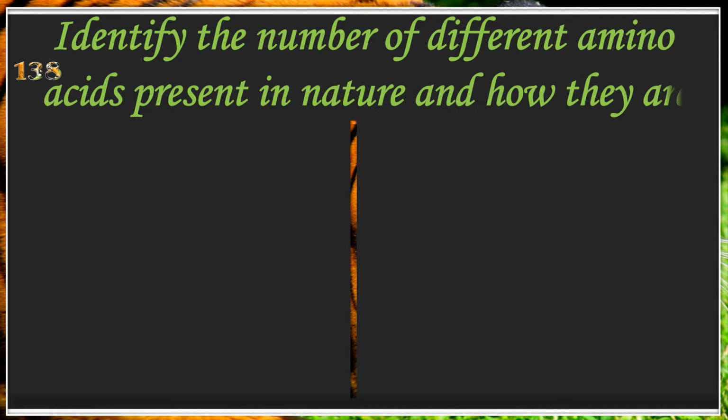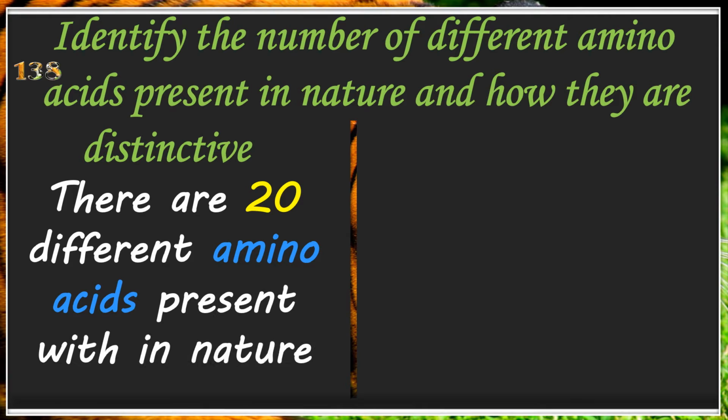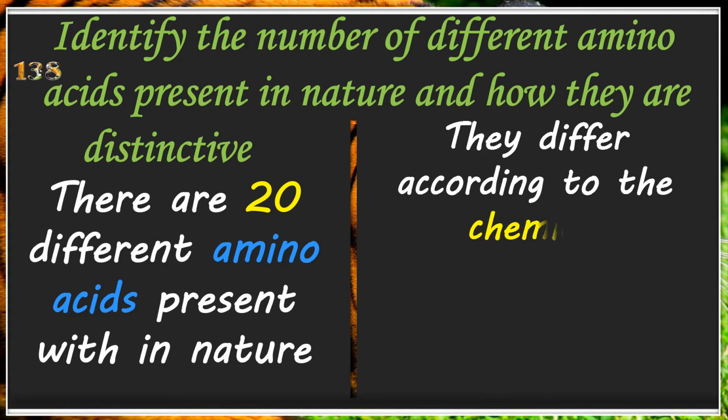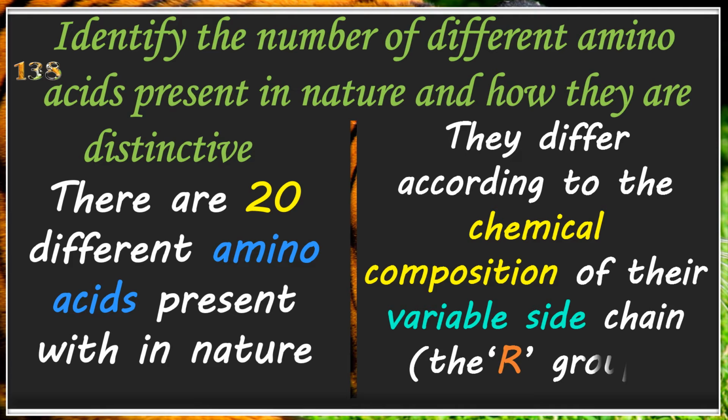Identify the number of different amino acids present in nature and how they are distinct. There are 20 different amino acids present in nature. They differ according to the chemical composition of their variable side chain. That one is the R group.